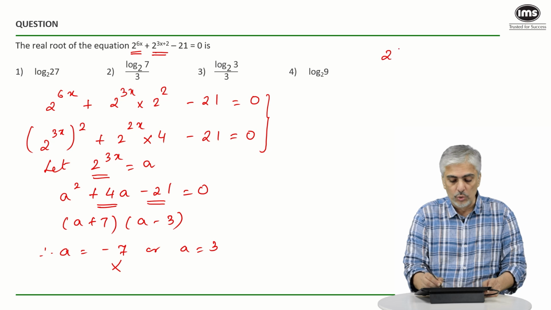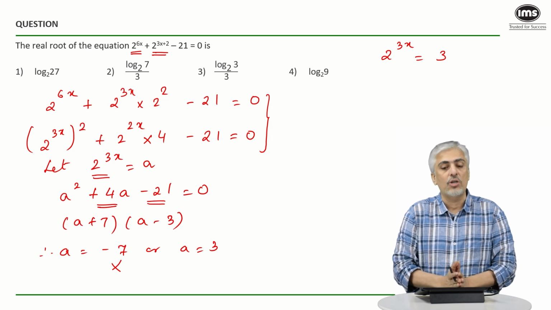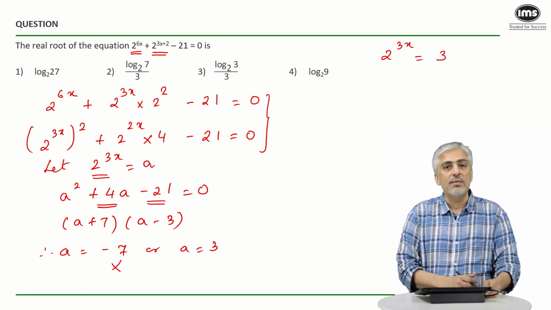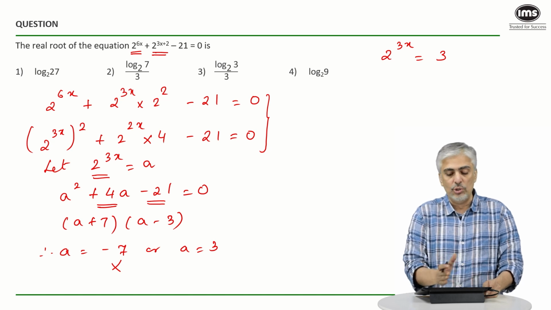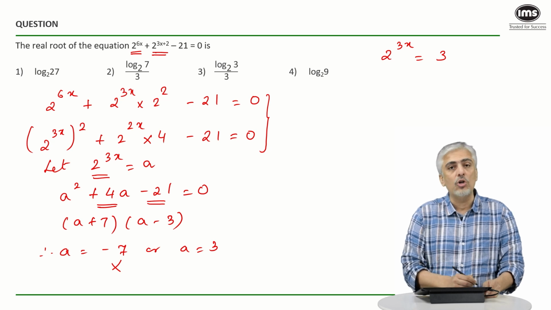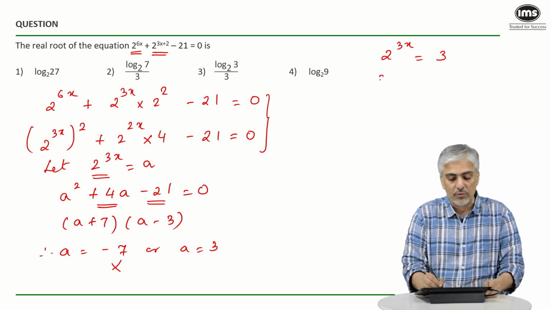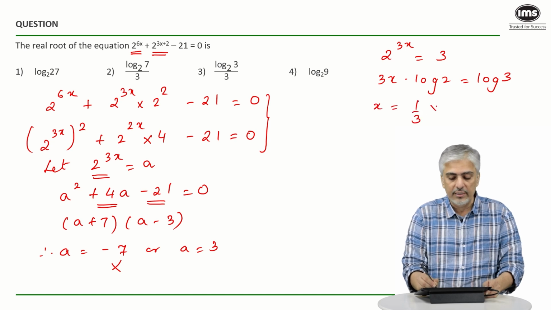So I've got 2 raised to 3x is equal to 3. Obviously, it's not a straightforward thing. You're not going to get a straightforward answer for x, and even the options are not straightforward. All the options are in terms of logs. So I just need to take logs on both sides, or from earlier steps, you can understand how to write it. So remember, we want to find x. If you take logs on both sides using the property of log, this will become 3x into log 2 is equal to log 3. So x is equal to 1/3 into log 3 upon log 2.